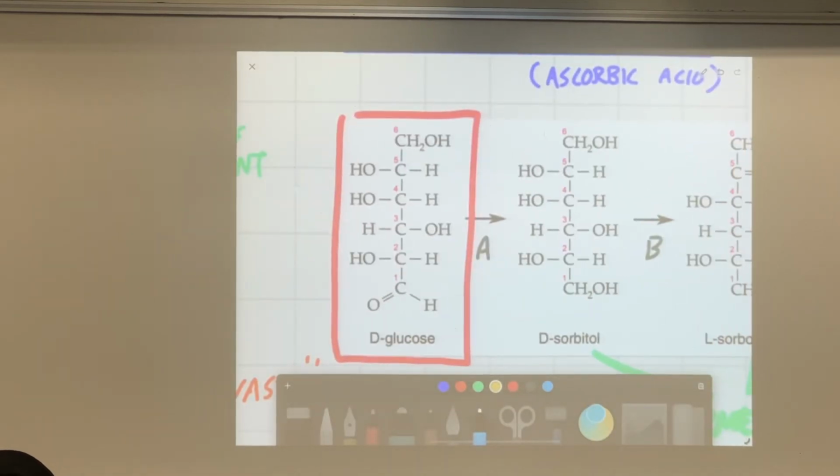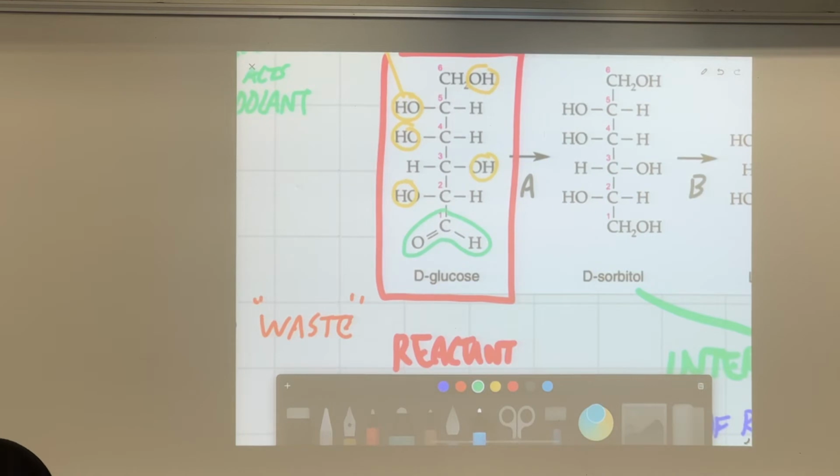Can you circle all the functional groups present in glucose? Yes, there are many hydroxyl groups. So you can circle them: hydroxyl, hydroxyl, hydroxyl, hydroxyl, hydroxyl. These are hydroxyl functional groups, which indicates that it is an alcohol. What else? There's one more thing. Aldehyde. This is not an ester, and this is not a ketone, because an ester has a COO group, and a ketone has just a C=O double bond without an H on the side. So this is an aldehyde.